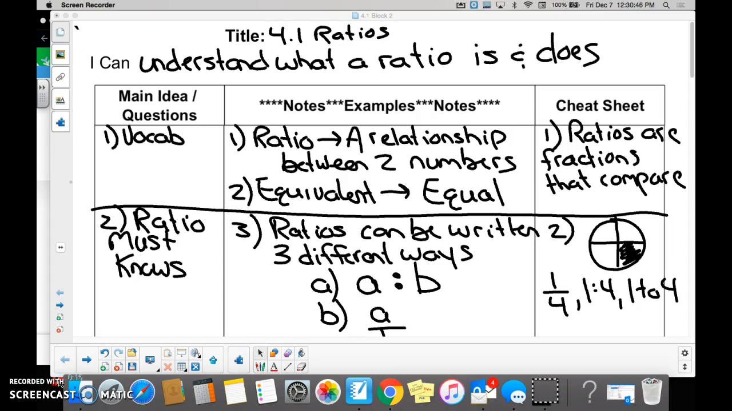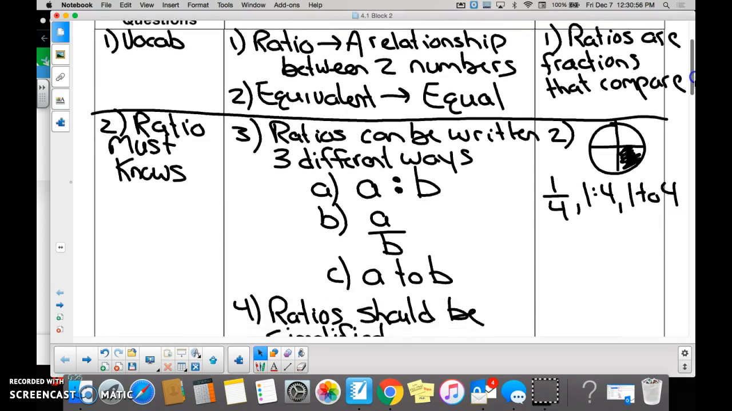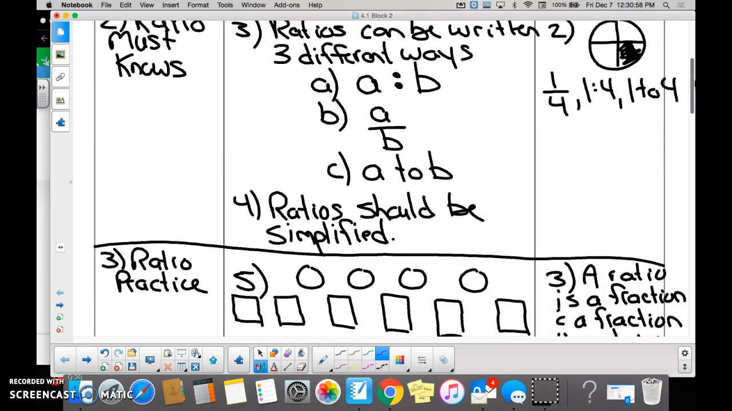A relationship between two numbers. It is a relationship between two numbers. Two numbers that have a relationship. There is some sort of connection between those two. Excellent. So sliding down, you can write ratios 3 ways. Can somebody tell me the 3 ways that we can write a ratio?